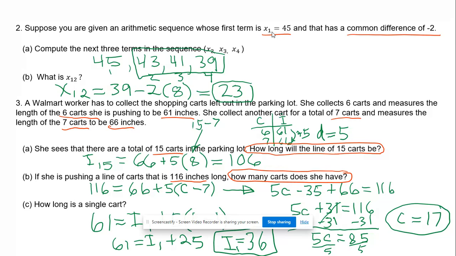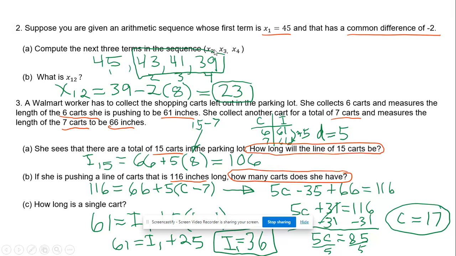I need to know at least what one of the terms is, and I need to know what the common difference is. So it says compute the next three terms in the sequence. Now, keep in mind, these are template problems. These are very, very similar to what you're going to see on 1.5, 2a, and b in your workbook. But these are not the same problems, all right? Just want to reiterate that, make sure that you guys are understanding that.